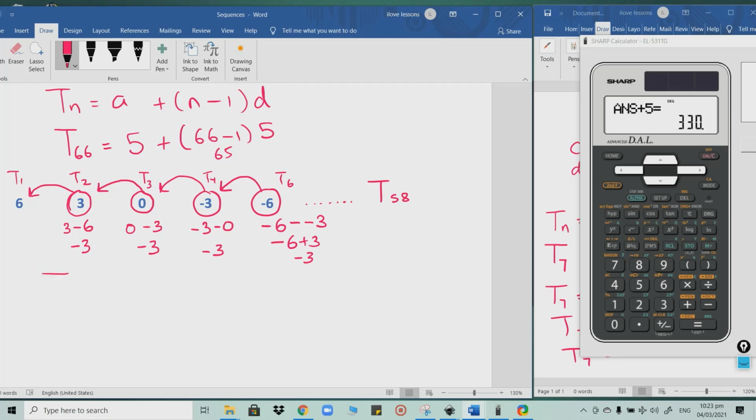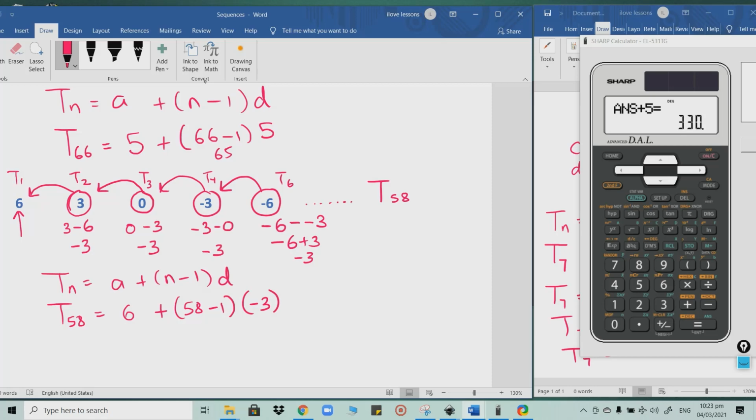So let's write the formula. Tn is equal to A plus n minus 1 multiplied by d. We want to find the 58th term. So that means n is 58. My first term A, my first term in the sequence is 6 plus n minus 1. Well, n is 58. We have the minus 1. And the common difference just happens to be minus 3 this time.